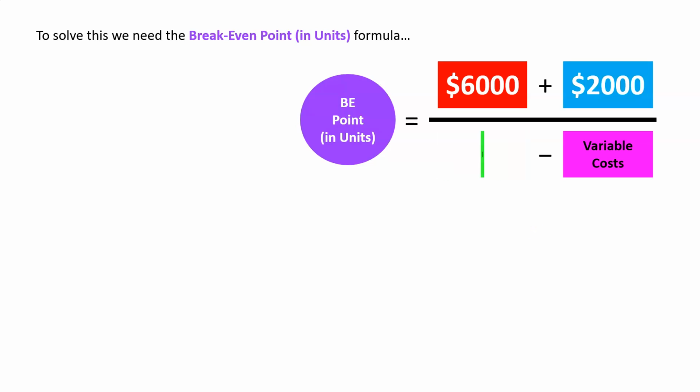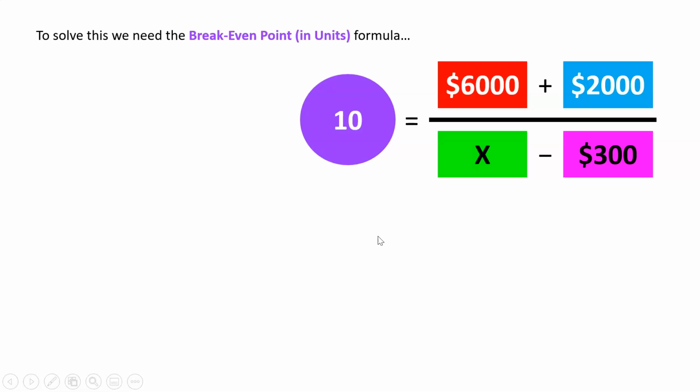He doesn't know the selling price, so we'll call that X. So we're going to use a little bit of algebra here and say that's going to be X. The variable cost of 300. But what we do know is that this break-even point, we know that he said he can only sell 10 units. So that is going to have to be his break-even point. To achieve a profit of 2,000, we're going to put the break-even point in as 10.